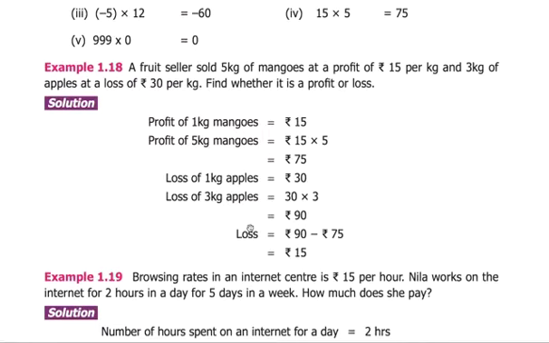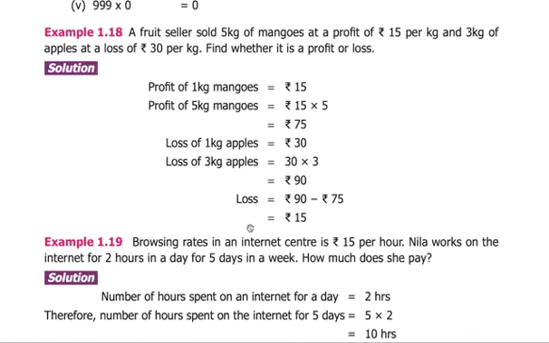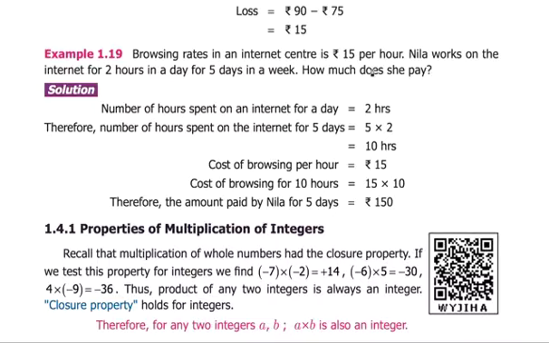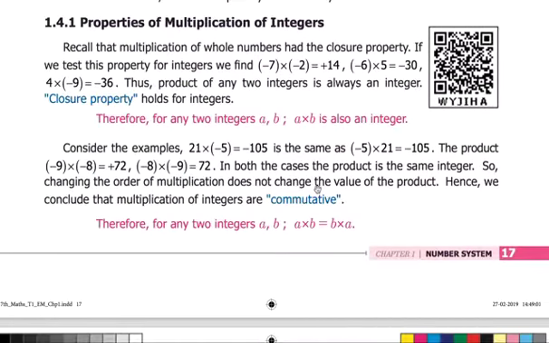A fruit seller sold 5 kgs of mangoes at a profit of 15 per kg and 3 kgs of apples at a loss of 30 per kg. Find whether it is profit or loss. 5 into 15 is 75. 3 into 30 is 90. That is a loss of only 15 rupees. Borrowing rate in an internet center is 15 per hour. Neela works on the internet for 2 hours a day for 5 days in a week. Total 10 hours. How much does she pay? 150.